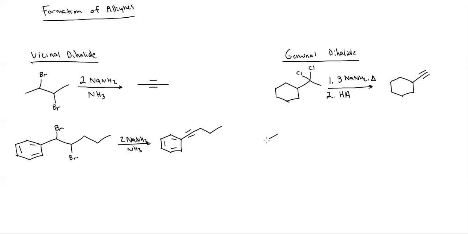Again, this is just another way to form an alkyne. I can form an alkyne really any way with this. If I have a geminal dihalide here, then again I just use my 3 equivalents of NaNH2 with heat, and as a second step, throw in HA. This is just going to form a triple bond. So this is 5 carbons, and I just form a triple bond.